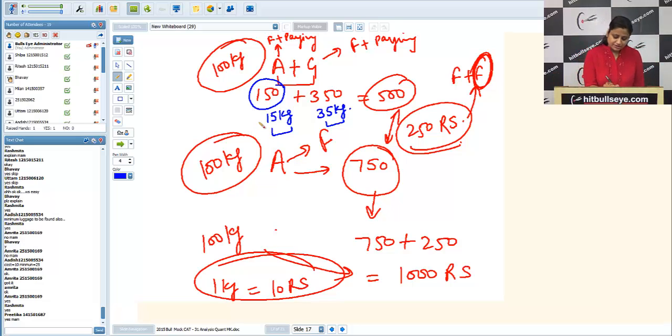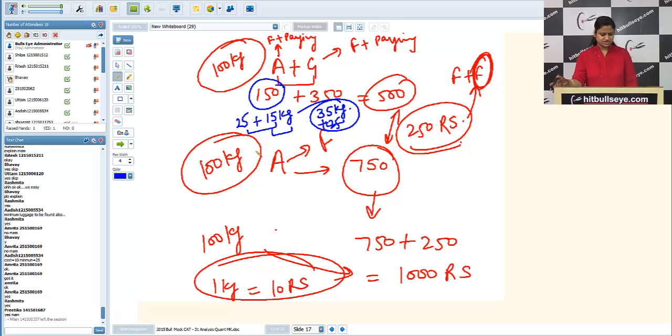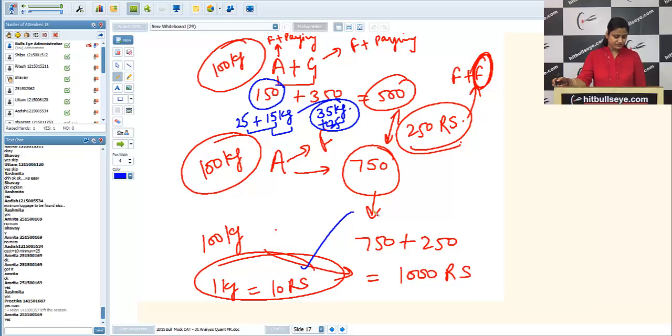That's why 25. It means Aman is carrying 25 plus 15 and Girish is carrying 35 plus 25. Is it okay? No need to calculate that actually. We need this thing only. For 1 kg, the cost is 10 rupees. Is it okay, all of you?